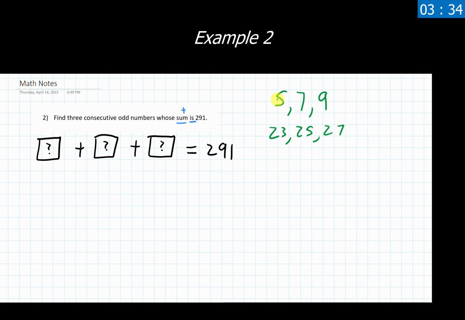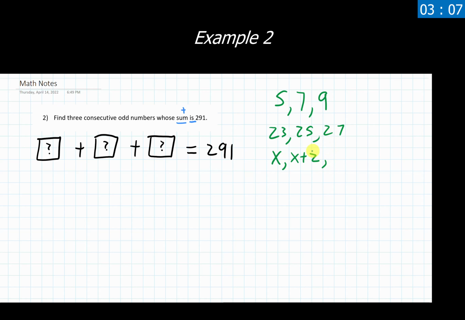Well, from one number to the next, I'm increasing by 2. From that number to the next one, I'm increasing by yet another 2. The same pattern holds up here. So if I have my first number, x, I don't know what that is, but that could be my first odd number. We will assume that it's odd. The next odd number would be this x plus 2, because it's 2 more than that.